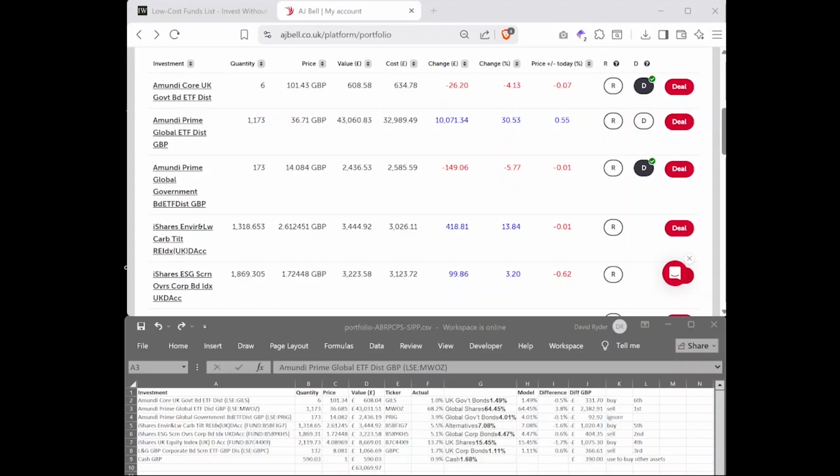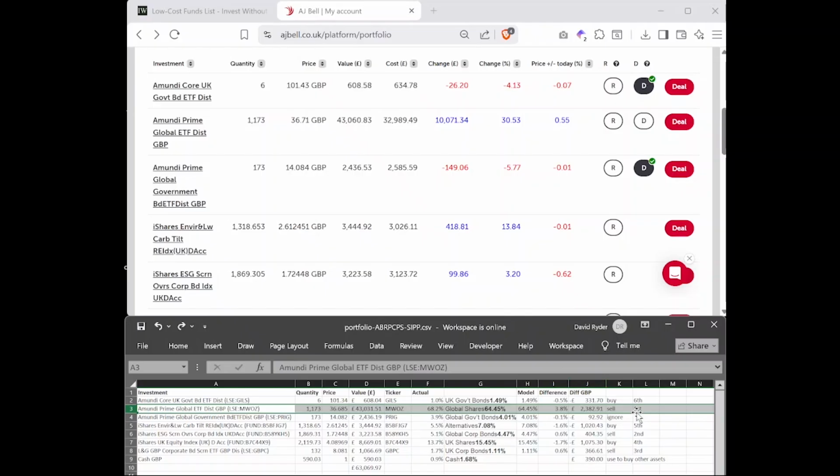So I've logged back in, and I've also moved the database here, well, the spreadsheet, so you can see what I'm doing. Now, the first thing I need to do is that, because it's first, as we said earlier. So this is the one I'm going to do first. And what is it? It is to sell around about £2,383 worth of that, the Amundi Prime Global.